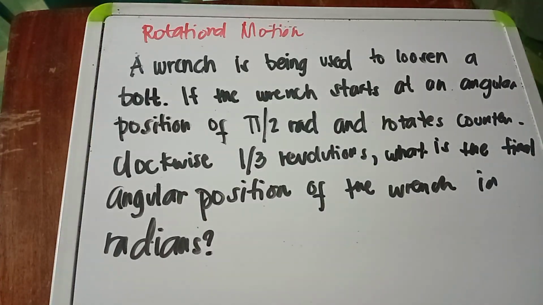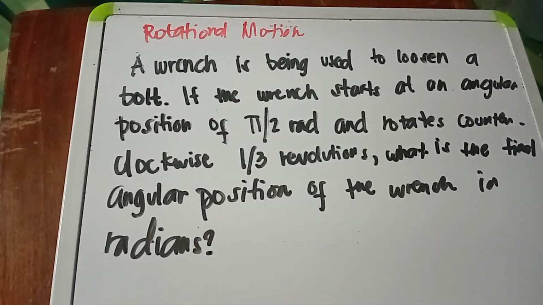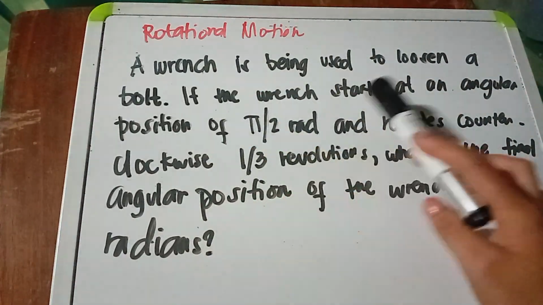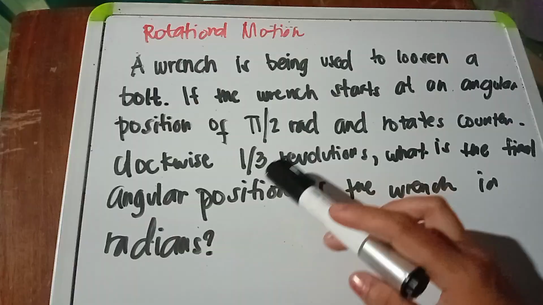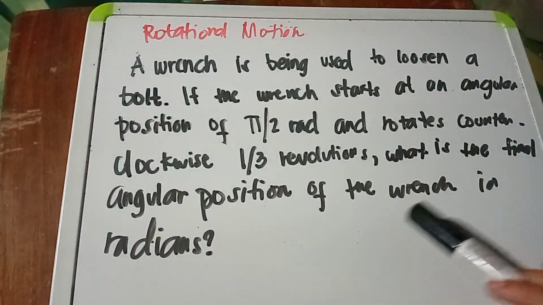So let's move to a rotational motion problem. Our problem is about a wrench. A wrench is being used to loosen a bolt. If the wrench starts at an angular position of 1.5 radians and rotates counterclockwise 1/3 revolution, what is the final angular position of the wrench in radians?